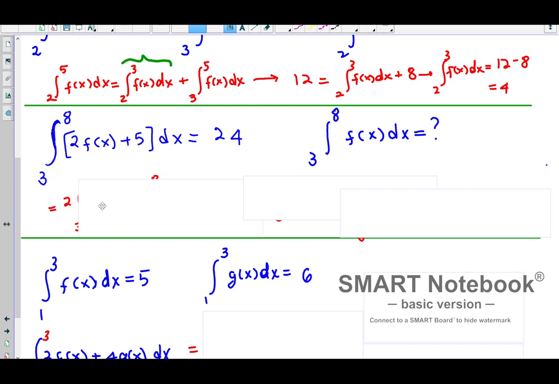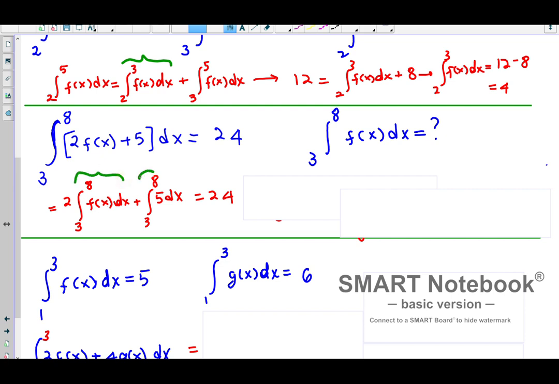So I can rewrite that as 2 times the integral from 3 to 8 of f of x plus, distributing it to the second term, the integral of 5 over the same limits, equals 24. That's the given information. And we're supposed to find the integral from 3 to 8 of f of x. So this is the part we want to solve for.